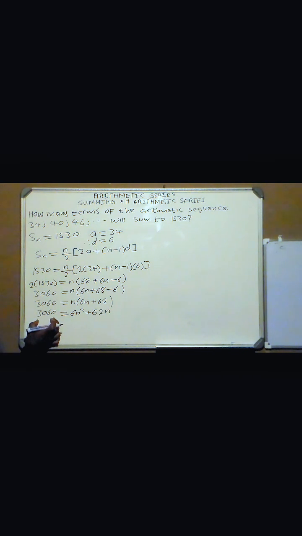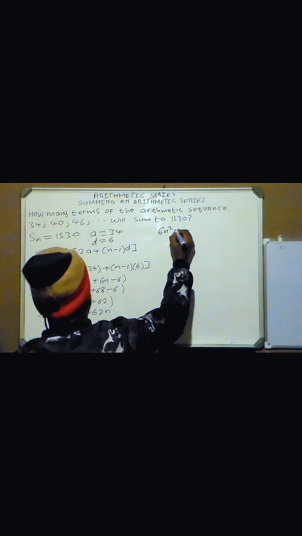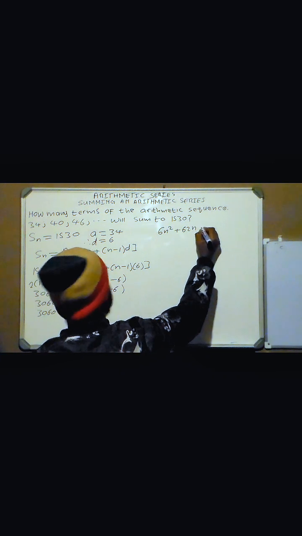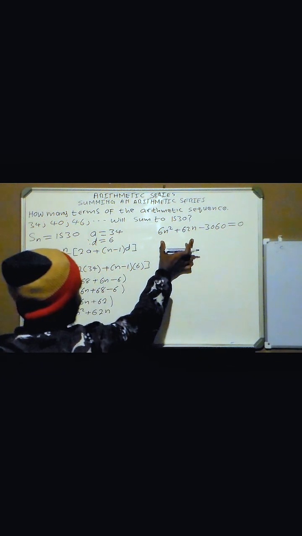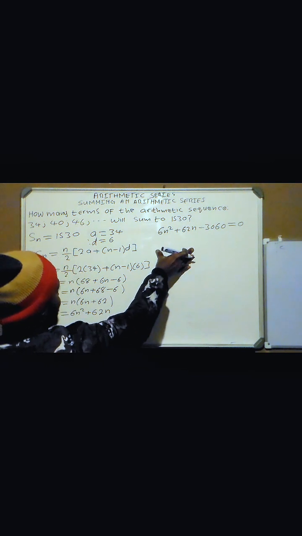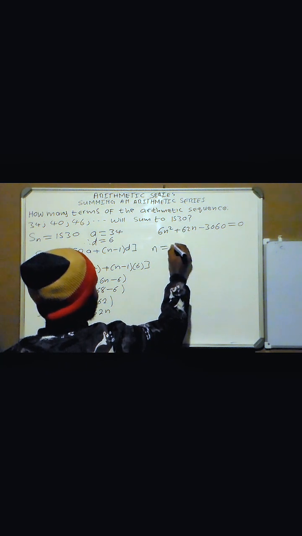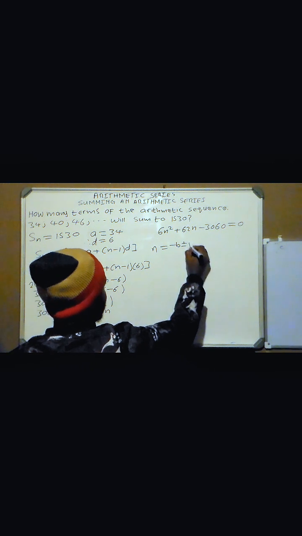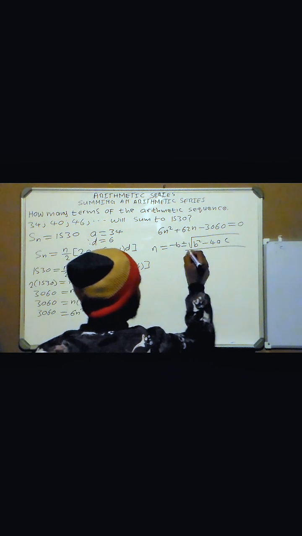Then I will transpose this value to the other side. So I would have 6n squared plus 62n minus 3060 equals 0, right? So to solve for the values of n here, we can use the quadratic formula, because this is a standard form of a quadratic, right? So we will have n equals minus b plus or minus the square root of b squared minus 4ac, all over 2a, right?